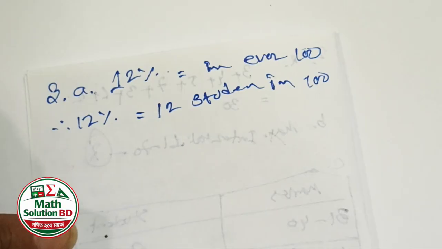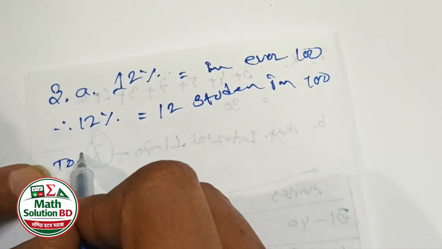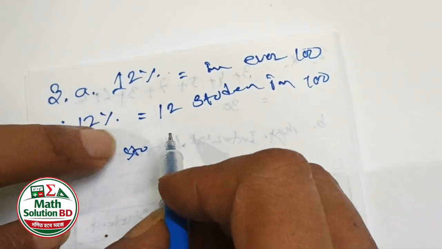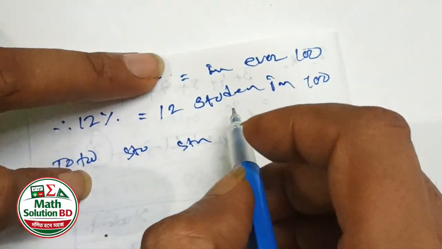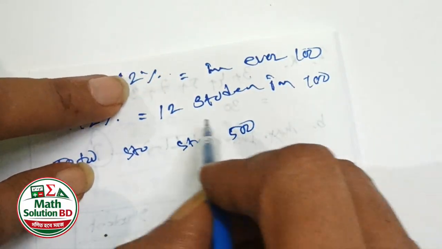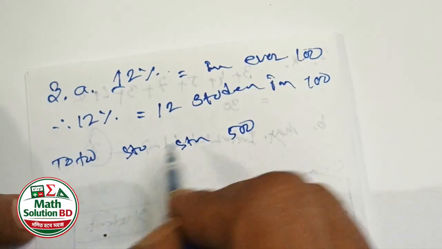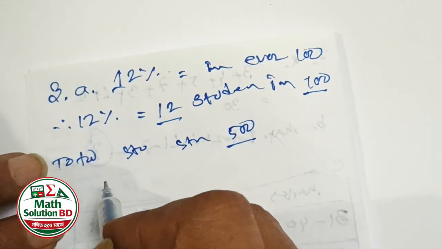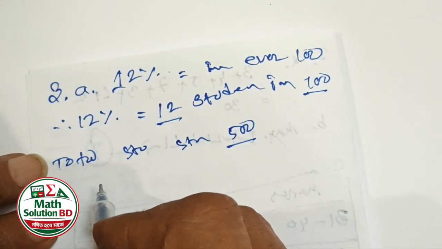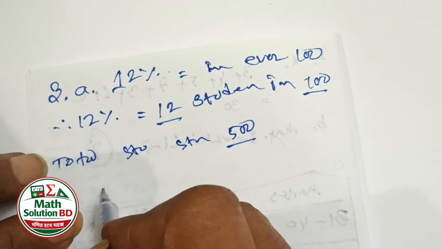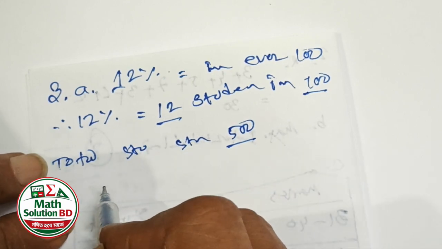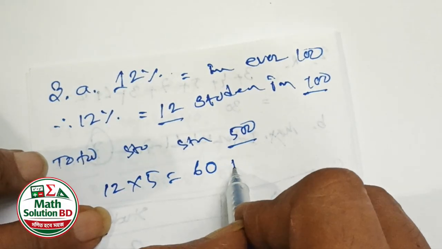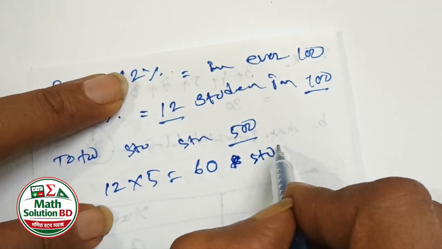That means in total the students are 500. So in 100, 12%, then in 500, 12 multiplied by 5, 12 into 5, equal to 60 students.